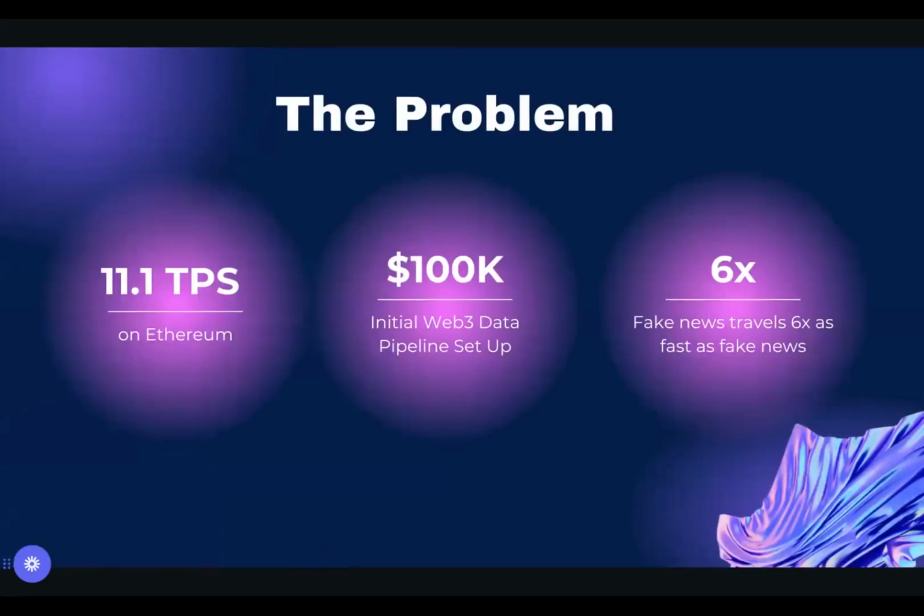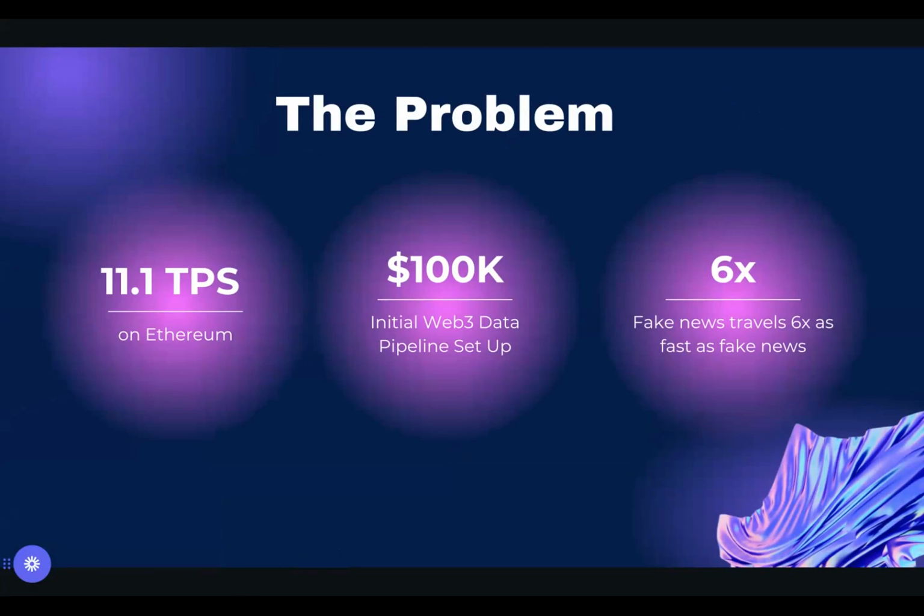Data moves super fast, especially in Web3. There's 11.1 transactions per second on Ethereum. And additionally, the data aggregation process is super complex and hard to manage. We spoke to a bunch of companies and they spend around $100,000 just setting up their data pipeline, pulling from different sources for the purpose of analytics.